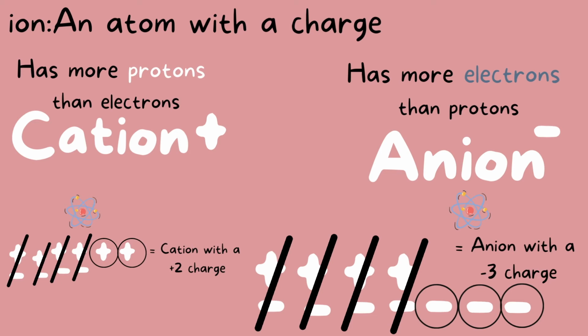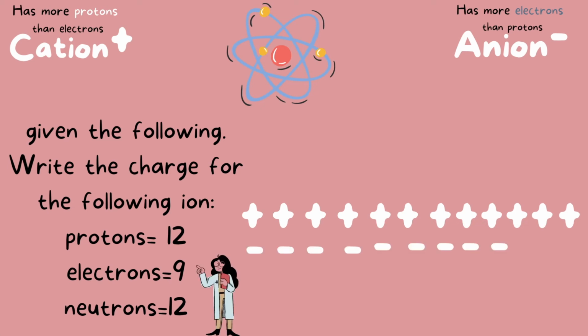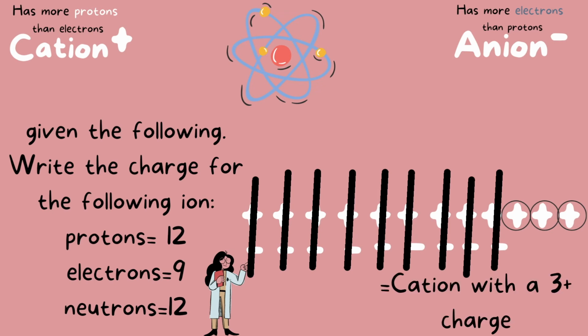This next example is how you will most likely see it on an exam. They give you information on the number of protons, electrons, and neutrons, or just protons and electrons because neutrons isn't too relevant here. And then you have to find the charge of the ion. So given the following information, write the charge for the following ion. So here we have 12 protons, 9 electrons, and again, the number of neutrons has no relevance to this question, so you could just forget about it. The pairs cross each other out, and we're left with 3 extra protons. That makes this a cation with a +3 charge.